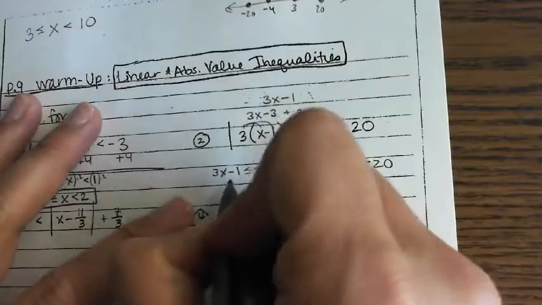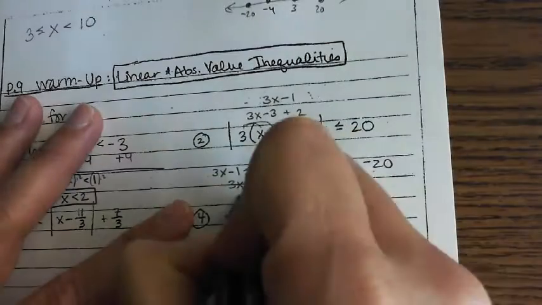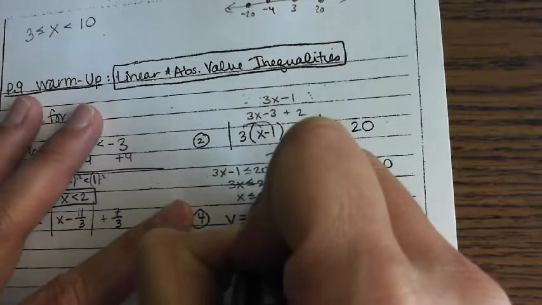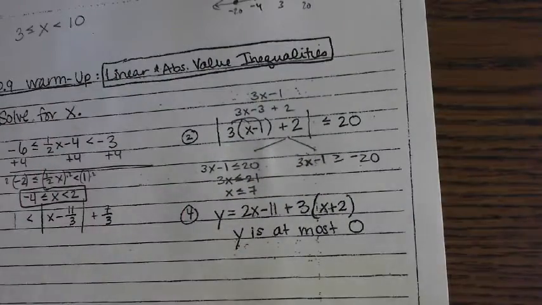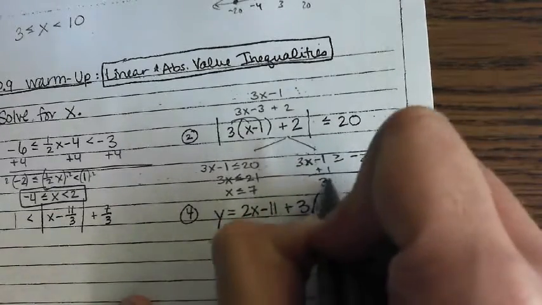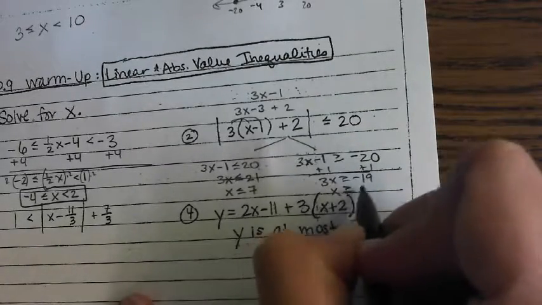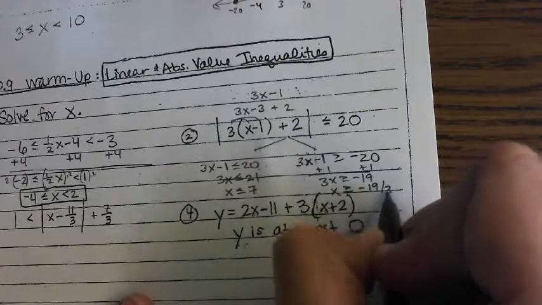So you solve each of those. Adding 1 to both sides will give you 3x is less than or equal to 21. Dividing by 3 gives you x is less than or equal to 7. And on the other one, add 1, you get 3x is greater than or equal to negative 19. And that gives you x is greater than or equal to negative 19 thirds.